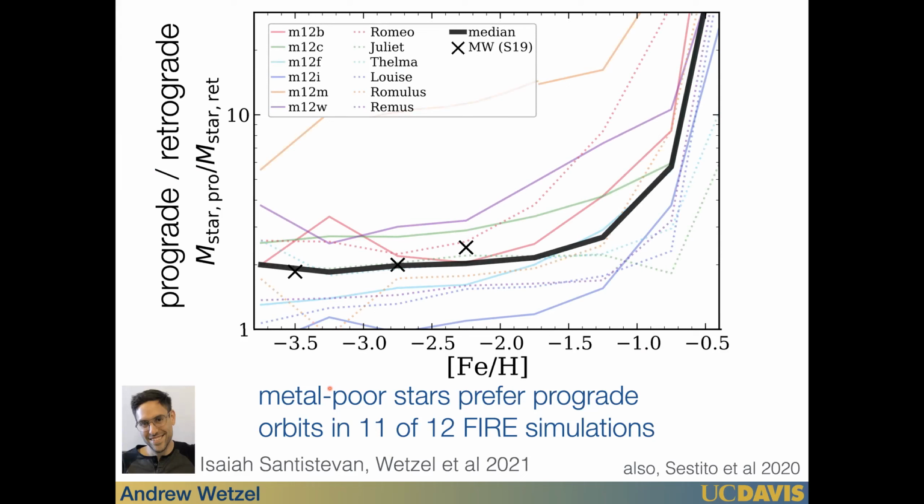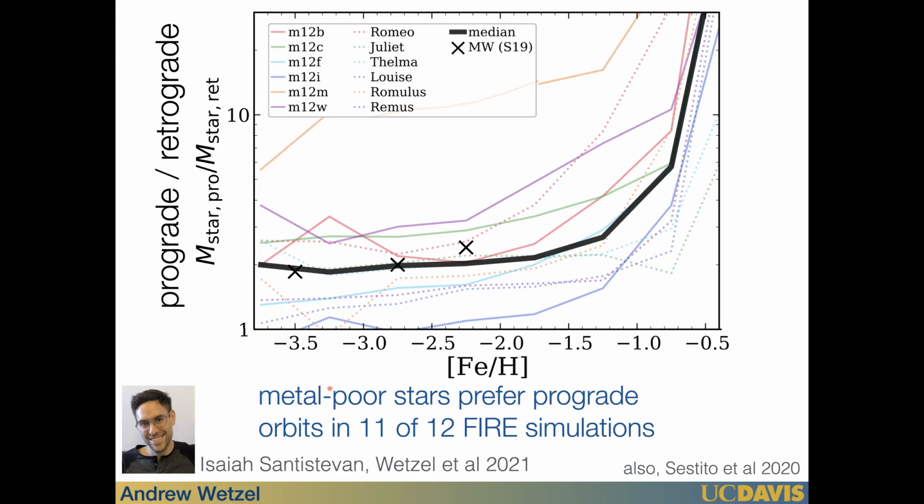And I was actually pretty shocked when Isaiah made this plot, and then our median line sat almost right on top of the Milky Way observations with a prograde bias of about 2 to 1 on average, although some hosts are much higher, some are lower. So our simulations basically bear this out as well, that 11 to 12 of our simulations have this very strong bias of metal poor stars to arbitrarily low metallicity wanting to be on disk-like orbits today.